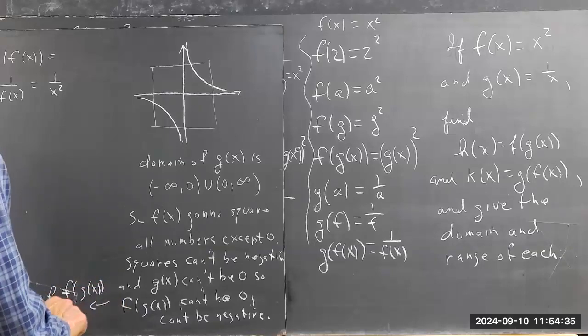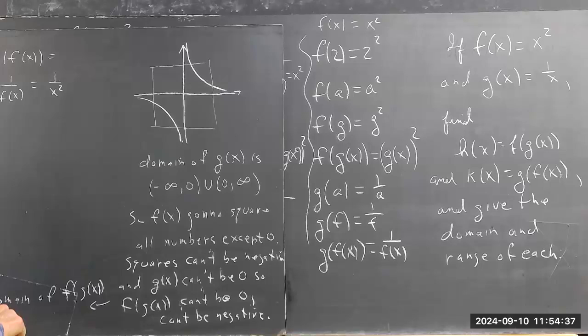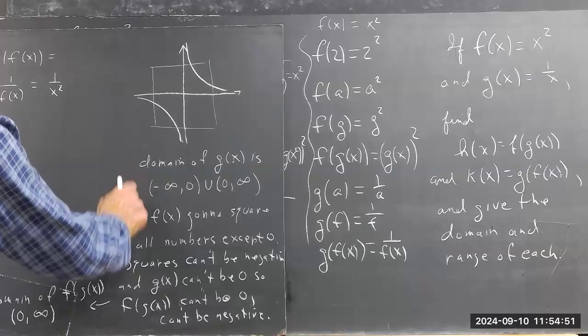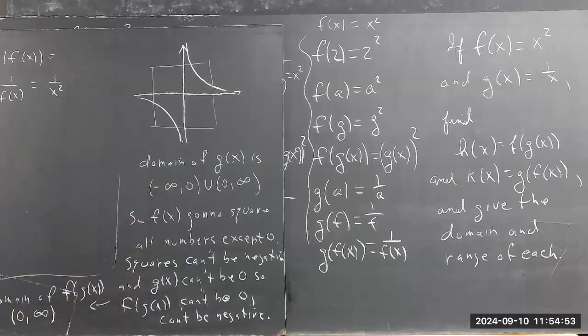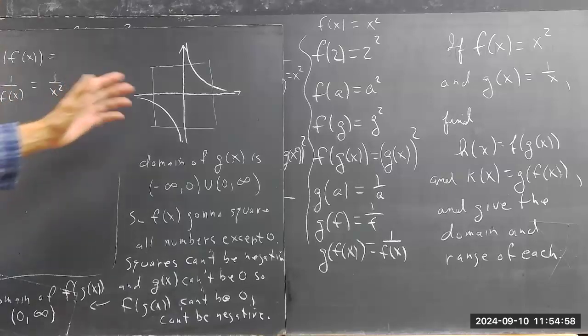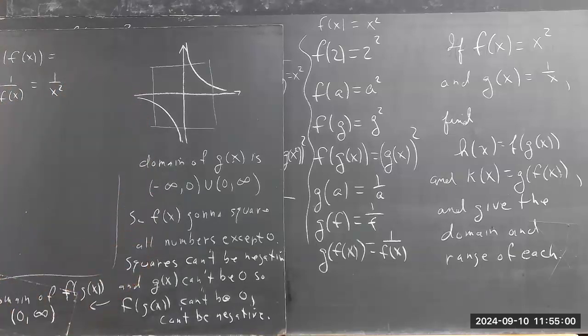So the domain of f of g of x is the interval 0 to infinity, open. Okay, that excludes the negative numbers, it excludes 0. Okay, again, you have to ask the right questions, think about the way I'm asking the question.